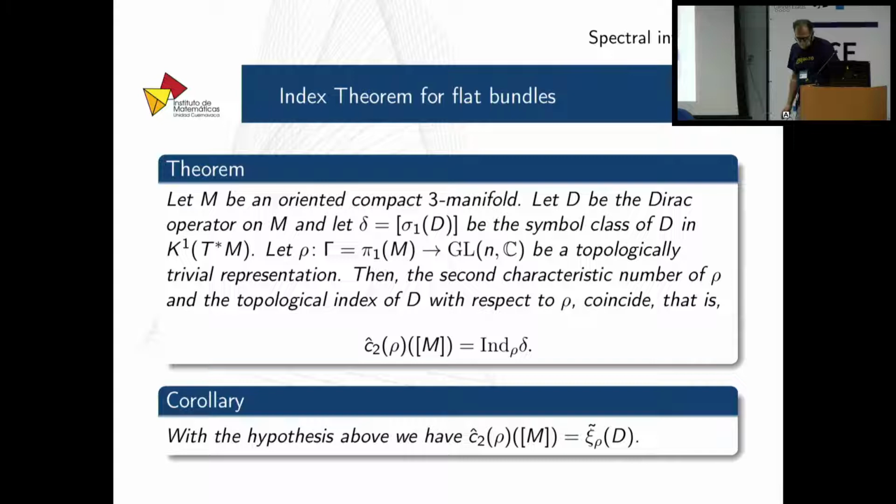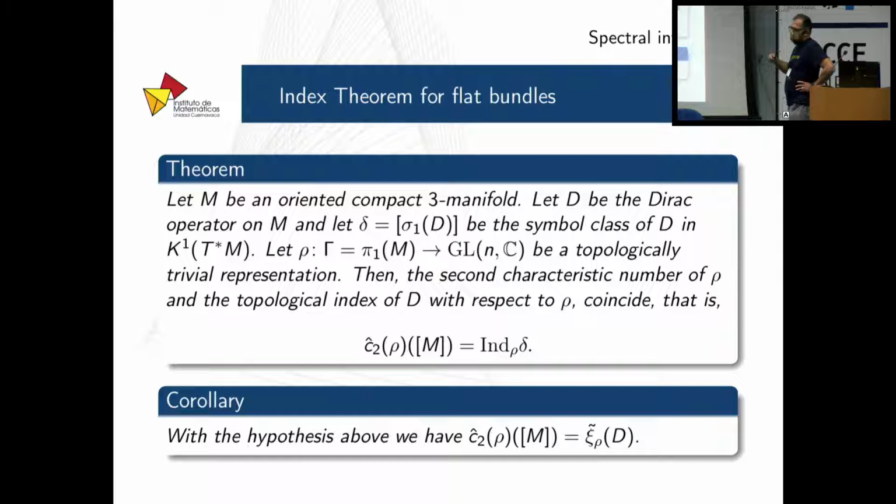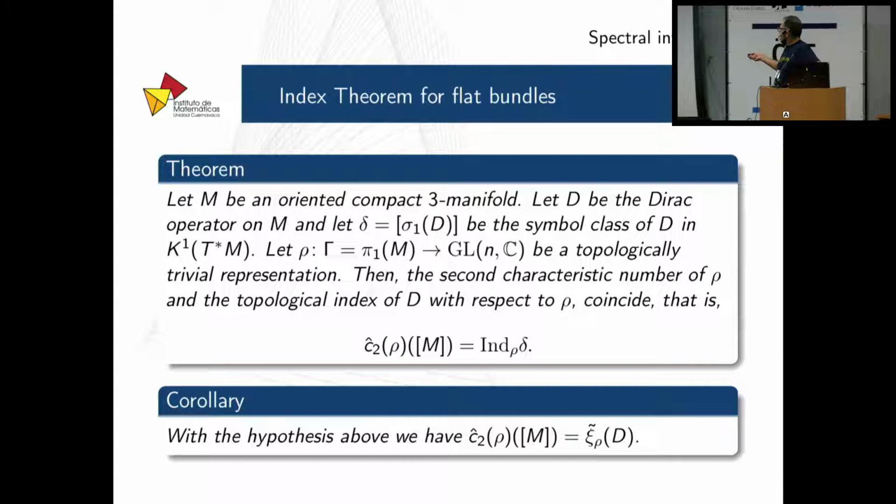And our first result is about this second Chern-Simons class of a representation rho of the fundamental group of a manifold. So we have again a compact oriented three-manifold, and since it's a compact three-manifold, it's a spin manifold. It has a spin bundle and a Dirac operator. So we take the Dirac operator on M. I will call delta its leading symbol, or the symbol class in this K-theory group. I take a representation rho of its fundamental group, and I will assume that it's topologically trivial. This is important: it's topologically trivial.